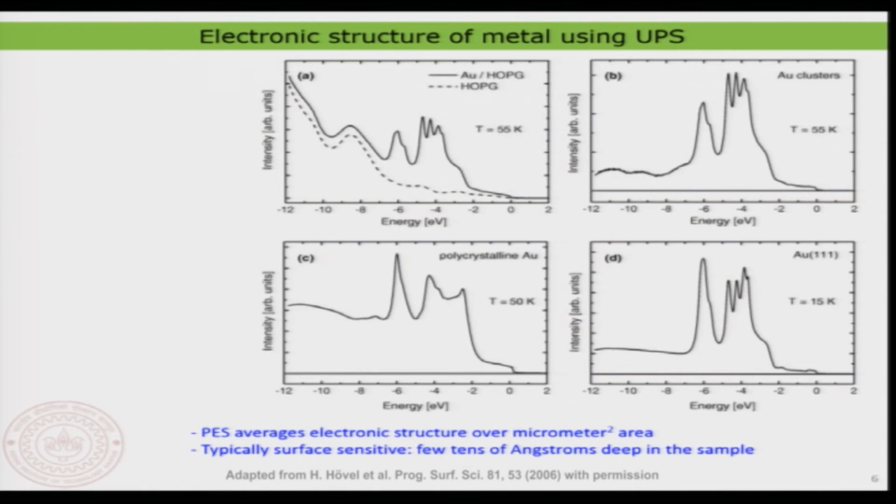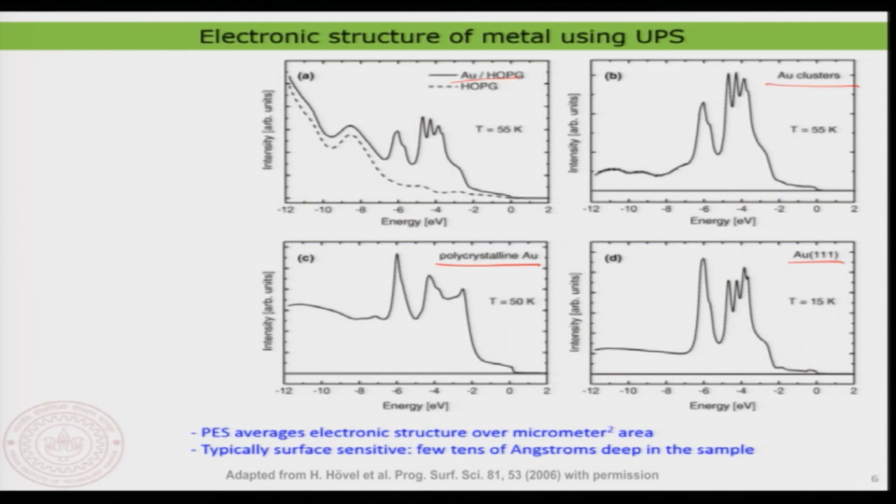Now, let us have a look at a particular example. This is gold. I have gold in different forms here. I have gold which is deposited on HOPG, which is a kind of synthetic graphite. And then I have here gold cluster, which is a collection of small atoms forming some kind of particles or clusters of gold. Then I have polycrystalline gold, and then I also have the gold 111 surface. That is something you clearly know, we have just studied.